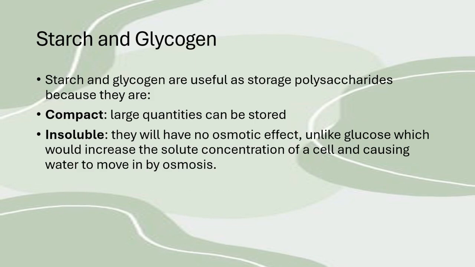So now focusing on starch and glycogen. I think I've said this earlier, but there are so many questions talking about the difference between starch and glycogen. So again, star this slide, highlight the slide, something. Starch and glycogen are useful as storage polysaccharides because they are compact, which means large quantities can be stored, and they are insoluble, both of them. They will have no osmotic effect, unlike glucose, which would increase the solute concentration of a cell and cause water to move in by osmosis. It doesn't do that.